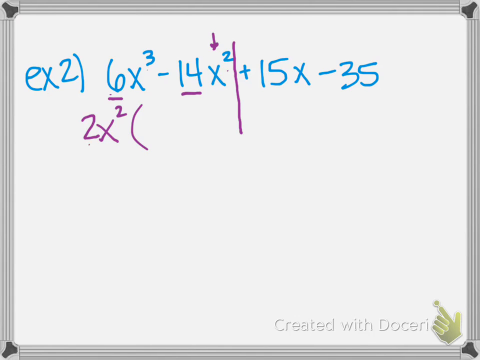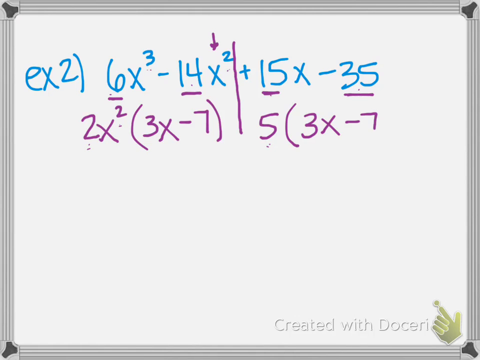So 6 divided by 2 leaves us with 3. We had 3 x's, we're taking 2 away, so there's only 1 left. Then negative 14 divided by 2 gives us negative 7. We had 2 x's, we're taking 2 away, so there's no x's left there. On the other side, the biggest number that multiplies to 15 and 35 will be 5. Then we'll divide each of those terms by 5. So 15 divided by 5 leaves us with 3. Keep the x. And then negative 35 divided by 5 leaves us with negative 7.